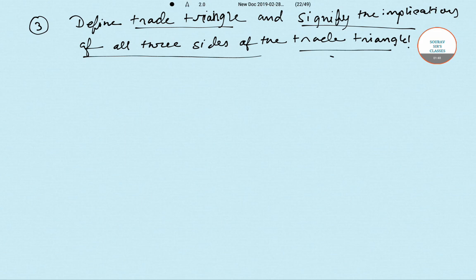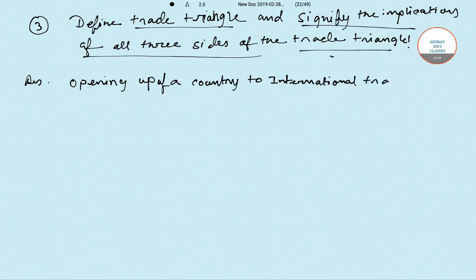we simply know the openings. In this question it is given, define the trade triangle and signify the implications of all three sides of the triangle. So we know the opening of a country to international trade means exposing the country to a new set of relative prices. So the answer would be: opening up of a country to international trade eventually means exposing the country to a new set of relative prices.